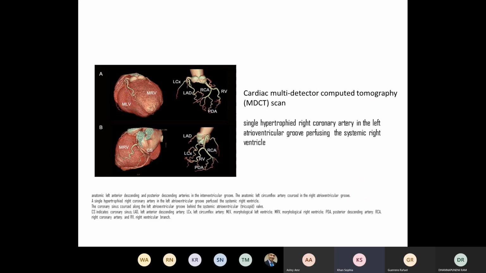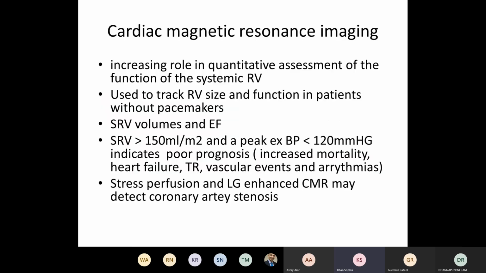That's a cardiac CT just showing that the right coronary has become hypertrophied and is supplying that morphological right ventricle on the left, which is quite a hypertrophied muscle and probably needs better blood supply.